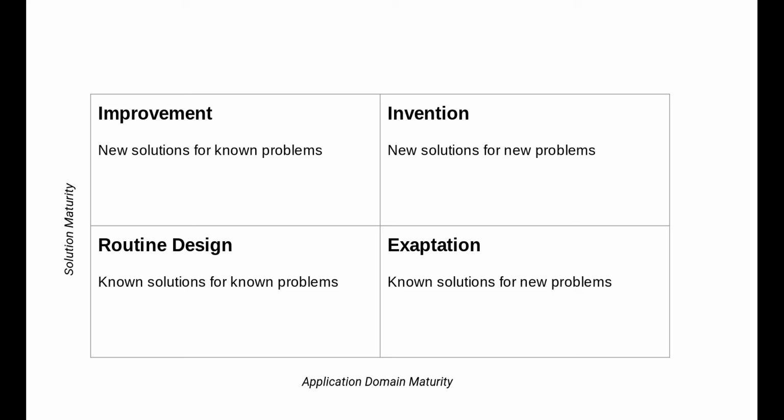One way to classify types of design science contributions is to distinguish between solution maturity and application domain maturity. Here, application domain maturity is about the maturity of the practice for which the contribution is intended. And solution maturity is about the maturity of artifacts that could be used as a starting point for finding solutions. Based on these two dimensions, 4 kinds of design science contributions can be identified.